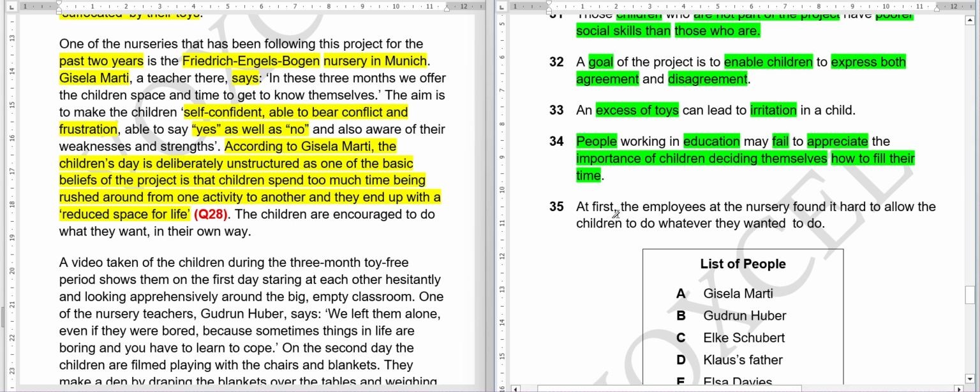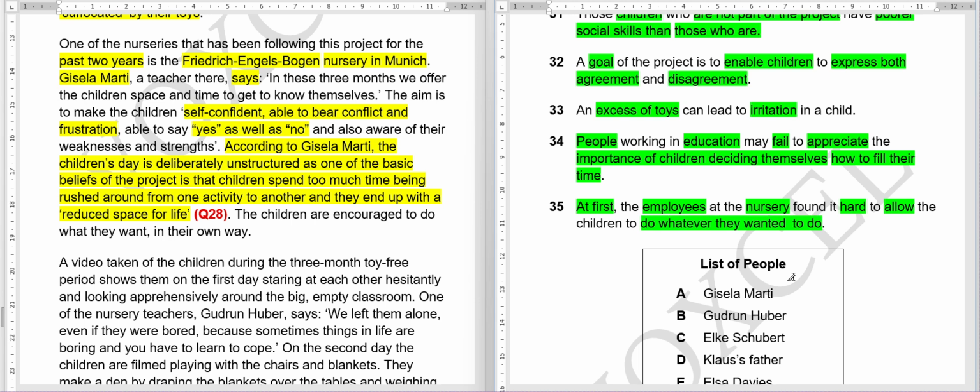Question 35, sorry: At first the employees at the nursery found it hard to allow the children to do whatever they wanted to do. Like in the beginning, at the start of that particular project, the employees at the nursery, whoever these people are, teachers, clerical staff, found it difficult to allow children to do whatever they wanted, because they are so used to controlling and bossing around children. It was hard for them to sit back and relax and allow children to do what they want to do.